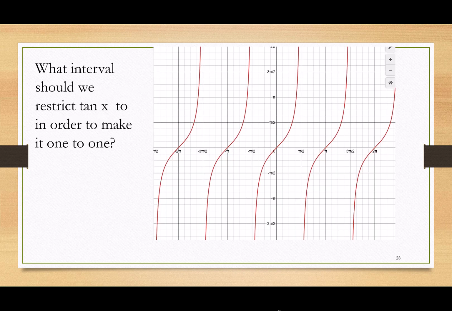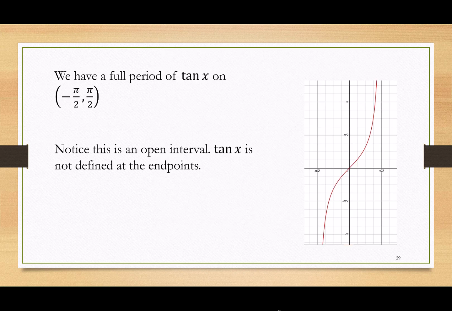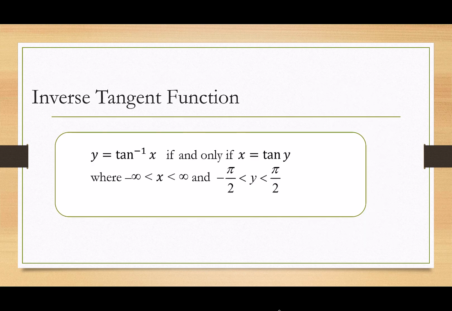Our last trig function is tan x. What interval should we restrict tan x in order to make it one-to-one? We can see that we have a full period of tan x from -pi/2 to pi/2. Notice this is an open interval. Tan x is not defined at the endpoints. We want to be careful on how we write our intervals and if we include the endpoints or if we don't. We will write that y equals tan inverse of x if and only if x equals tangent of y. This time x is from -infinity to infinity. y is from -pi/2 to +pi/2.